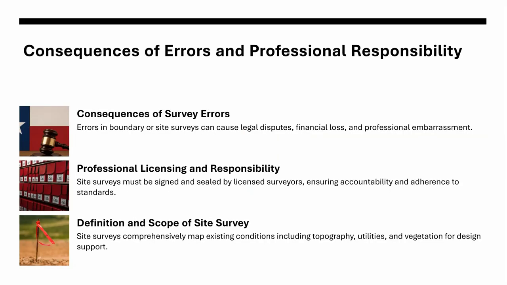And let's also consider the consequences of error. If a boundary survey misplaces a line, two landowners may end up in court, fighting over property rights. If a site survey misrepresents the ground, a building might be designed in the wrong place, or a drainage system may fail, or a contractor might cut into a utility line. Both situations can lead to financial loss, liability, and professional embarrassment. And that is why fidelity to evidence is just as important here as it was in Lecture 5.